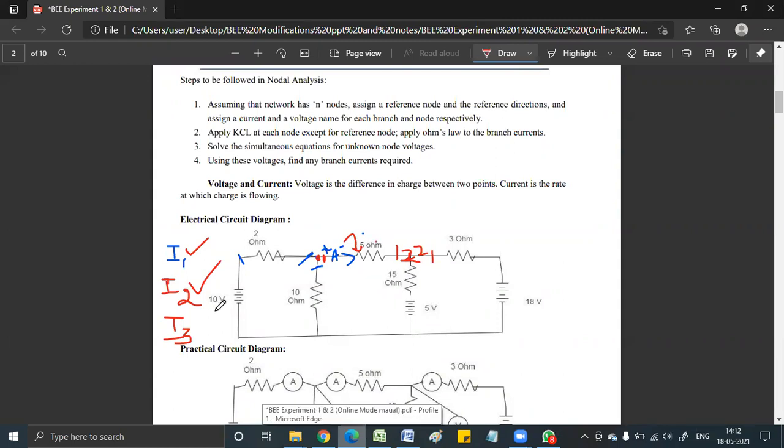See, I1 was because of only 10 volt. The other two were shorted. I2 was because of only 5 volt. The other two were shorted. So I3 will be because of only 18 volts. Right? Are you understanding? Please unmute and talk. Yes, you can unmute.